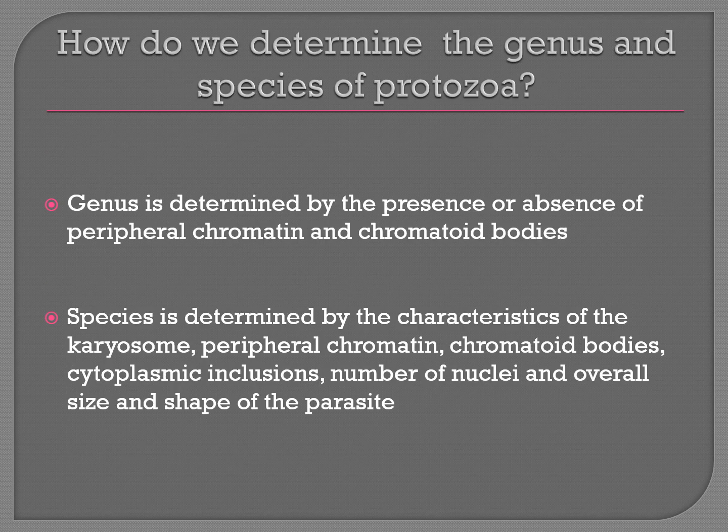So you might be asking yourself, how do we determine the genus and species of a protozoan? The genus is determined by the presence or absence of peripheral chromatin and chromatoid bodies. If the peripheral chromatin is positive and it has chromatoid bodies, it has to be the Entamoeba genus. The species is determined by other characteristics like the karyosome, peripheral chromatin, chromatoid bodies, cytoplasmic inclusions, the number of nuclei seen, and the overall size and shape of the parasite. We'll talk more about that in upcoming slides.